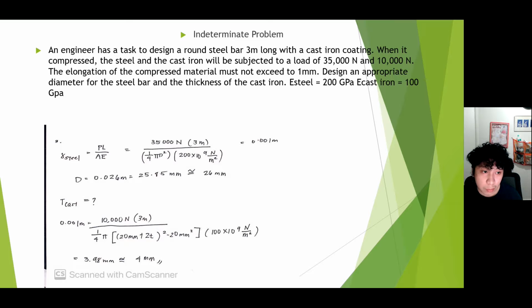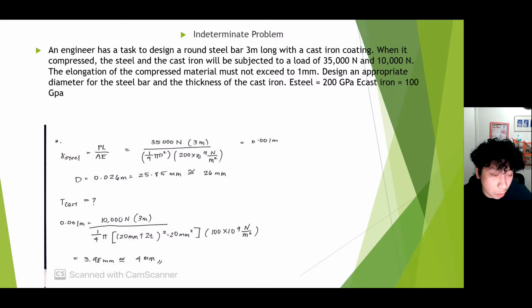Design an appropriate diameter for the steel bar and the thickness of the cast iron. E of steel is 200 GPa, E of cast iron is equal to 500 GPa. So, ang gamitin natin formula is elongation ng steel is equals to PL over AE. So, 35,000 N is equals to 3 m.